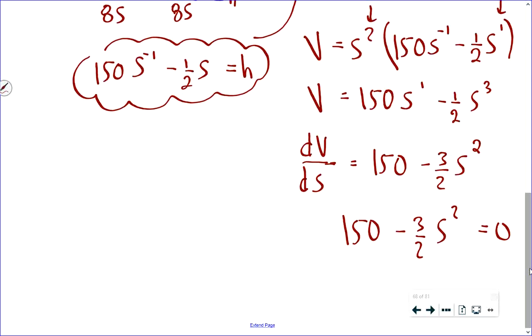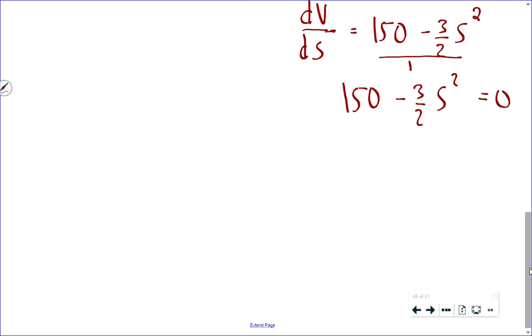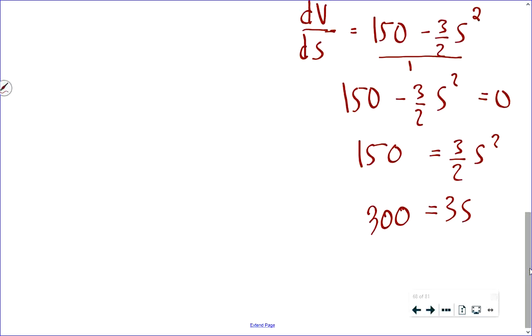If your derivative is so simple that doing that is quicker than multiplying the top and the bottom by 2 to get rid of the fractions, then just do that. So now I can solve that equation to find my critical values of s. I'm going to add 3/2 s squared to both sides. I can multiply both sides by 2 now to get rid of the half. So 2 times 150 is 300 equals 3s squared.